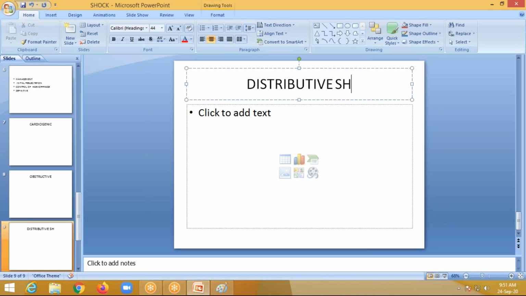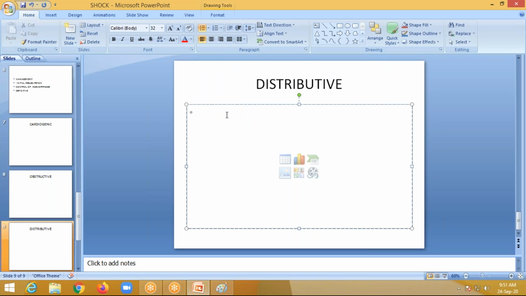Distributive shock. As I already told, this includes three separate types, and the common point of the three is increased peripheral vasodilation and decreased peripheral resistance. But there are three different examples.